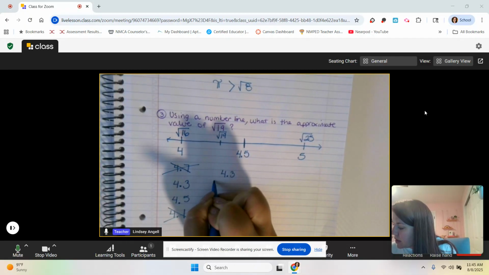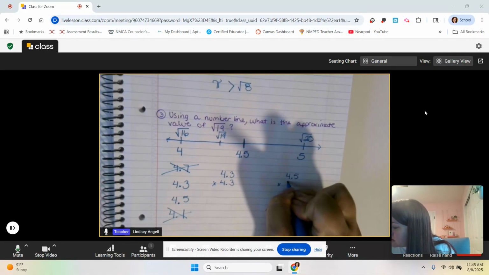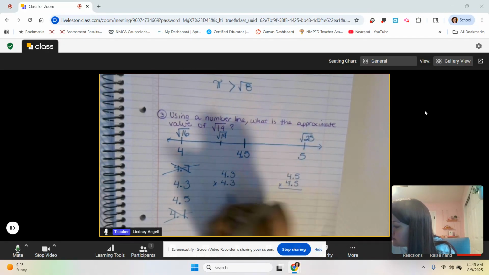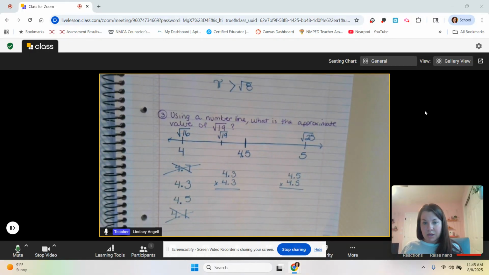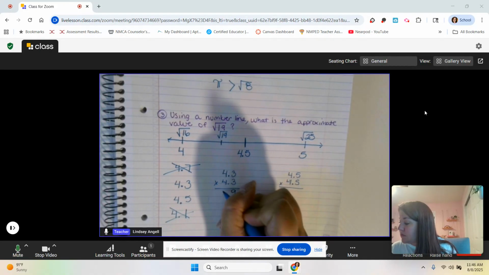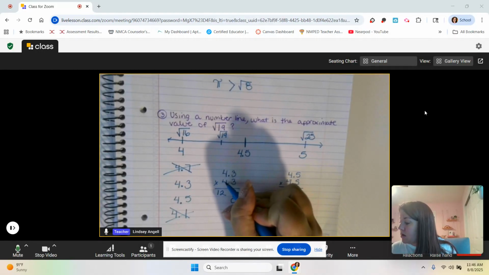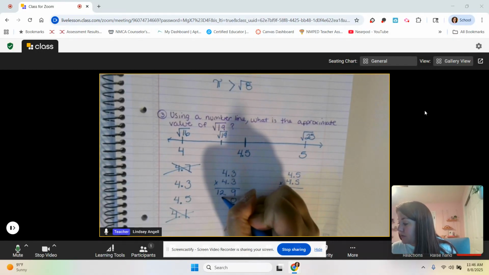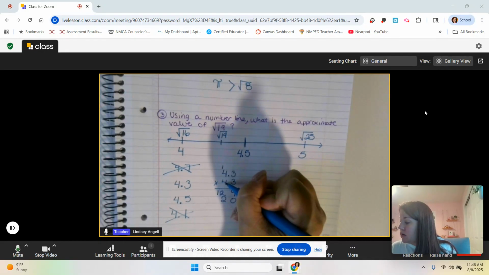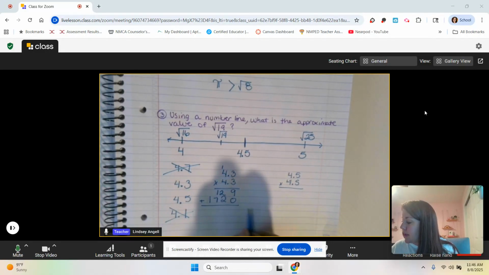We've got 4.3 times 4.3. I'll set this one up too. 4.5 times 4.5. Okay, remember when you are multiplying with decimals, you don't need to worry about the decimal until the very end. All right? So 3 times 3 gets me to 9. 3 times 4 is 12. I'm going to annex my 0 so I can start multiplying with my 4. 4 times 3 is 12. So drop my 2, carry my 1. 4 times 4 is 16. Plus 1 is 17. And then we add them together.